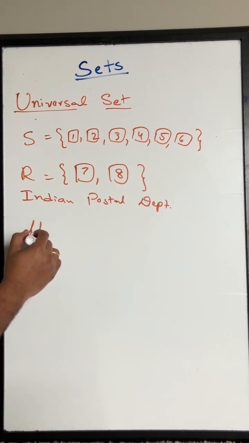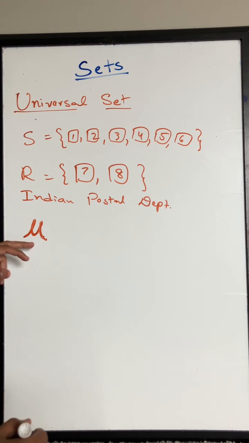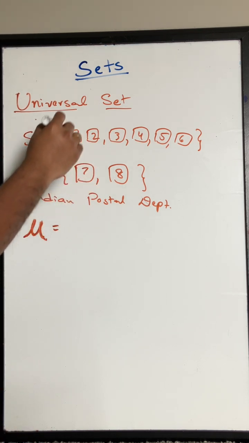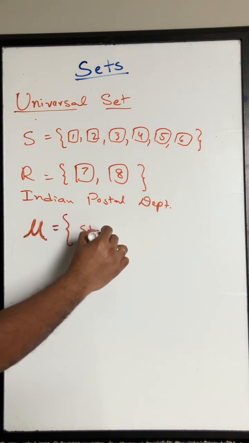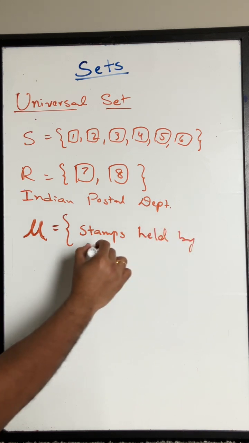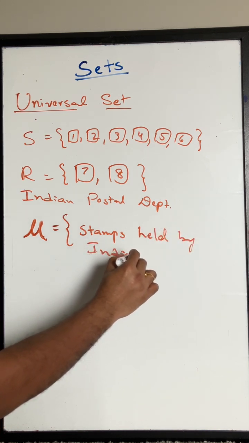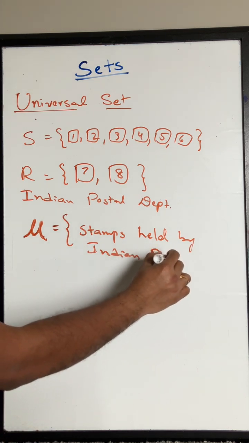The universal set we denote with mu. I think all these are Latin letters we pick. I don't know why they chose mu for this one, but they chose mu. Mu is a universal set. Universal set means the one that has all the stamps. Maybe like, stamps held by the Indian Postal Department. This is my set builder form I'm writing.